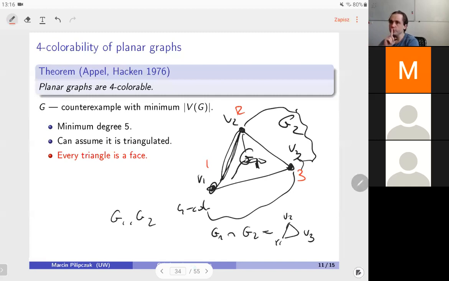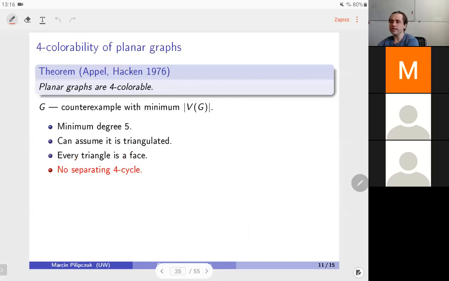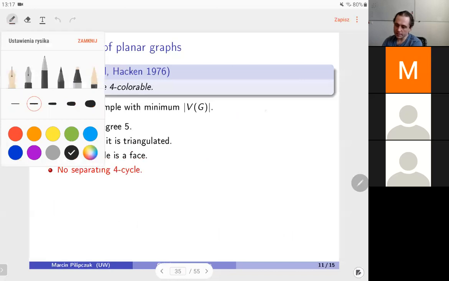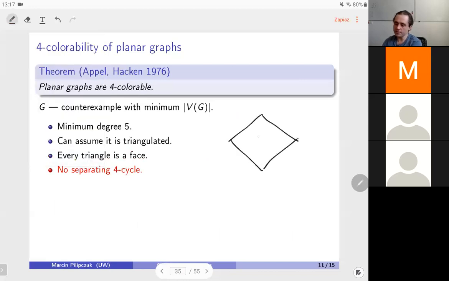But we can say more, and this is a good insight actually of Robertson, Sanders, Seymour, and Thomas. We can say that actually there's no separating 4-cycle. Okay, and this is a bit more complicated, because the previous argument, okay, so let's say that we have got this 4-cycle, and let's say everything inside is G1, everything outside is G2, and G1 and G2 include the cycle. This is V1, V2, V3, V4. So you are tempted to say, let's color G1, let's color G2, and if you can permute the colors on the boundaries so that they actually match, then you're fine.